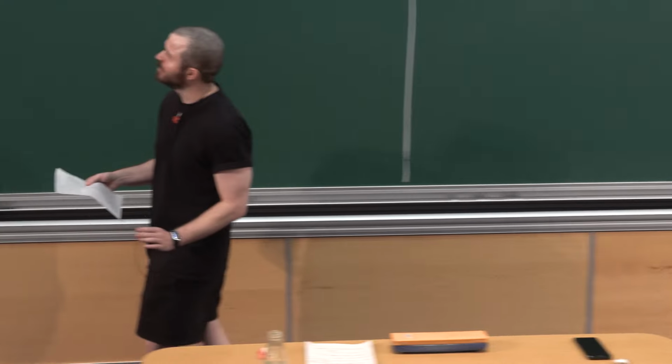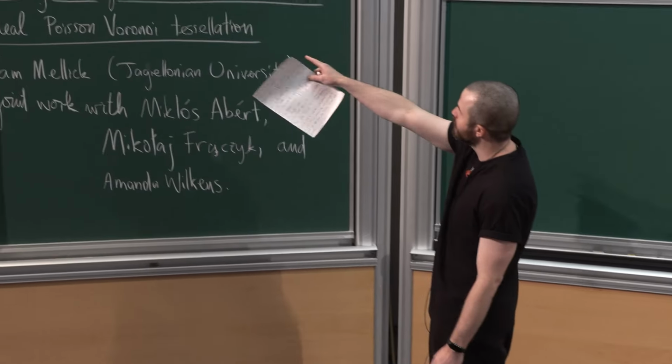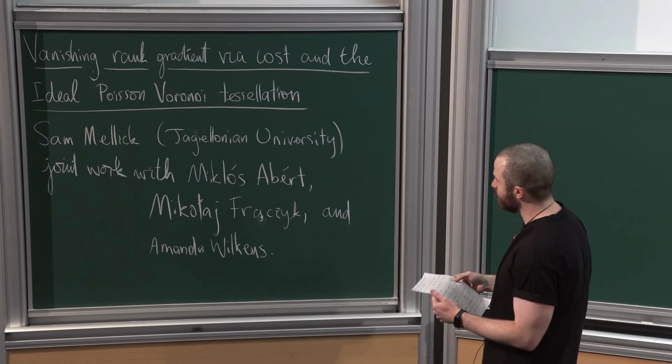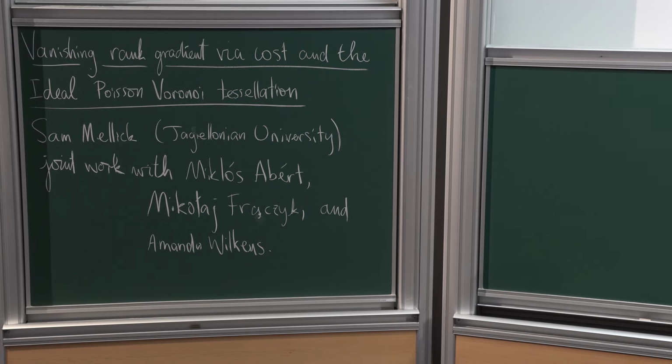But I'm here for a job, right? In more ways than one. But I have to convince you of this theorem, right? I have to tell you about vanishing rank gradient via cost and this ideal Poisson Voronoi tessellation. So let's get into it.